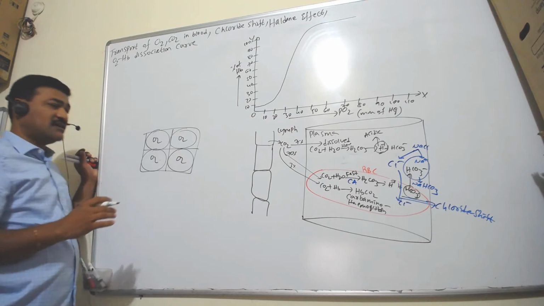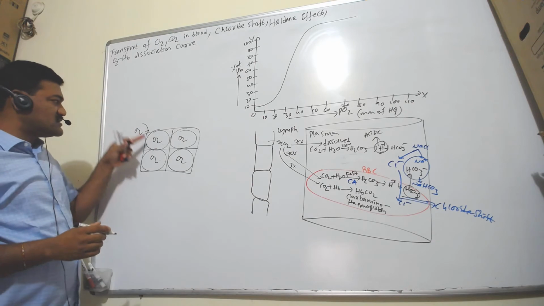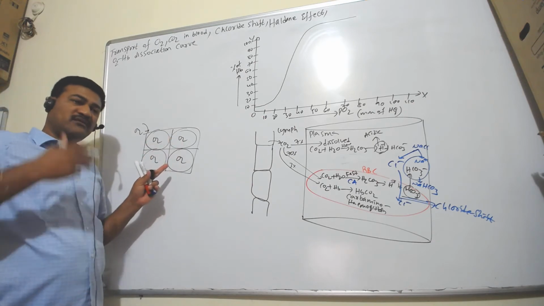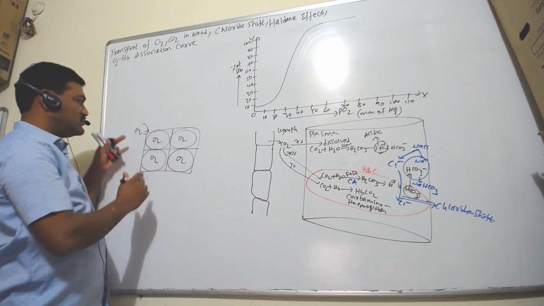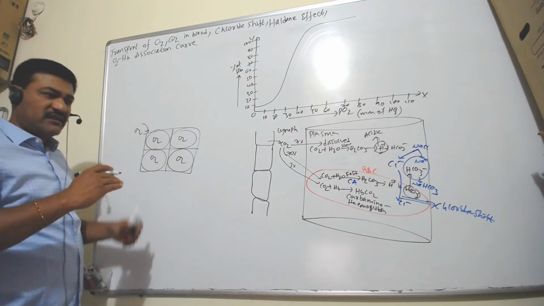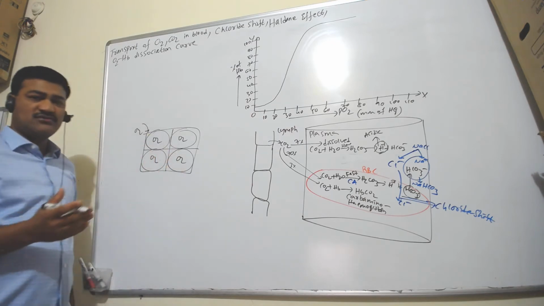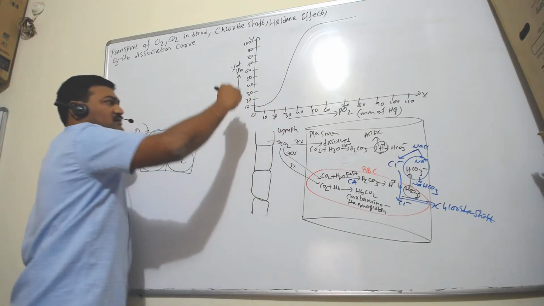But how does it happen? When one oxygen molecule combines with one heme, there is an increase in affinity for the other hemes to combine with oxygen molecules. This is called cooperativity. So initially when oxygen is coming in, the affinity slowly increases. The affinity of the hemoglobin for oxygen increases. That's why there is a slow rise in the curve.